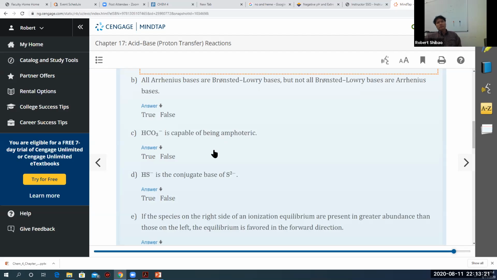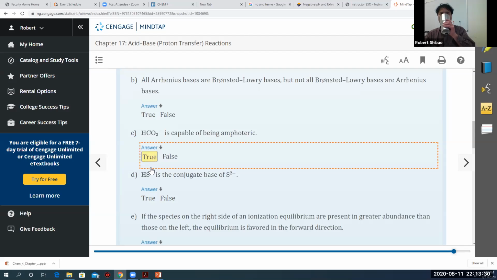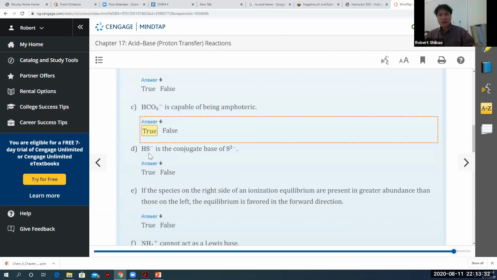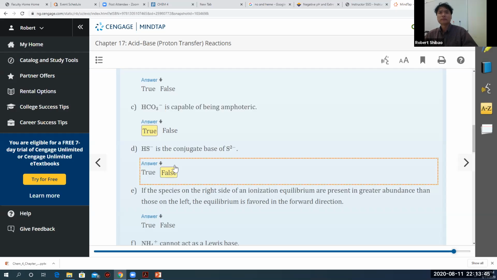Bicarbonate is capable of being amphoteric. Yeah, it could lose a proton, be an acid, and form carbonate, or it could gain a proton and form carbonic acid. So that's true. HS minus is the conjugate base of sulfide. No, that's got to be the conjugate acid. Sulfide's going to be the base, and it accepts a proton to make the conjugate acid. That's false.